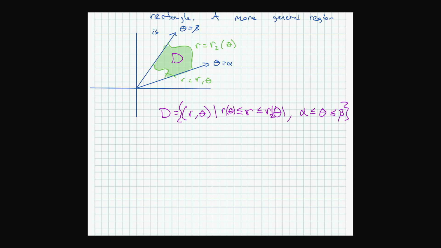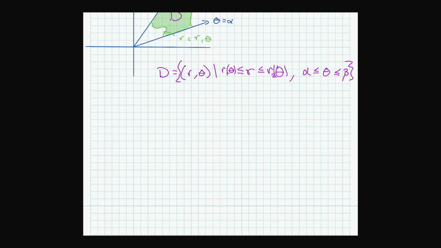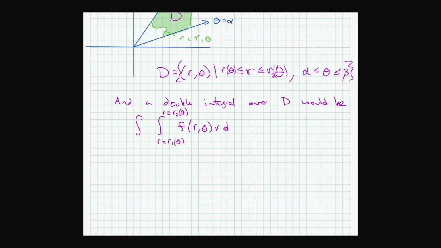Okay. And if we do that kind of thing, then your double integral over D would be: you would have to do the r integral first, which we've been doing, with r equals r1 of theta to r equals r2 of theta of your function, whatever that is, r dr d theta. And then your theta would go from alpha to beta. So just like for Cartesian double integrals, you can have functions for r, and then constants for theta.